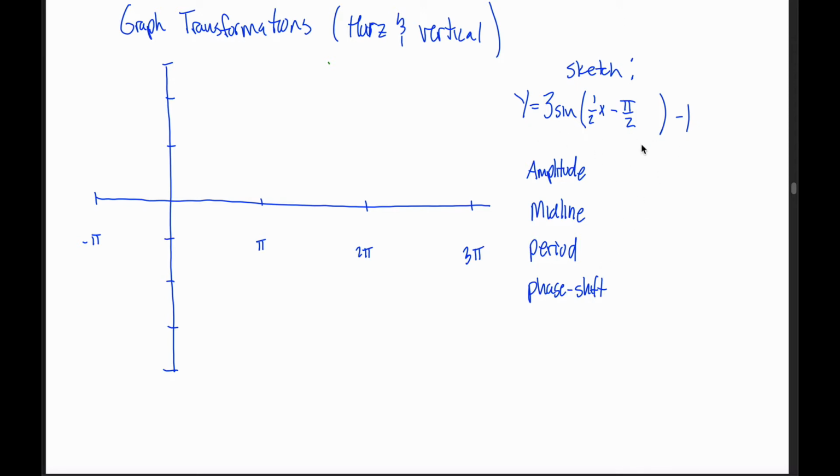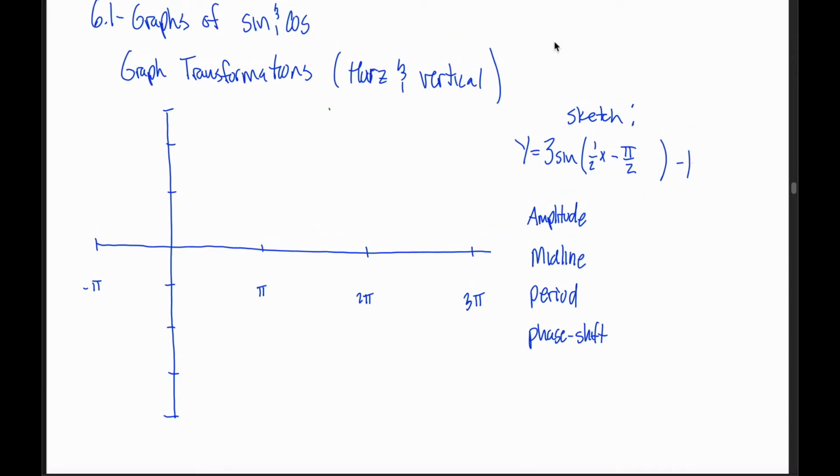So if you were doing this problem, what you'd want to be able to do is look at this equation and immediately figure out that playing the role of A is a 3, playing the role of B is 1/2, playing the role of C is negative pi over 2, and playing the role of D is negative 1. And that's because A, B, C, and D were defined to be the numbers in those 4 places respectively.